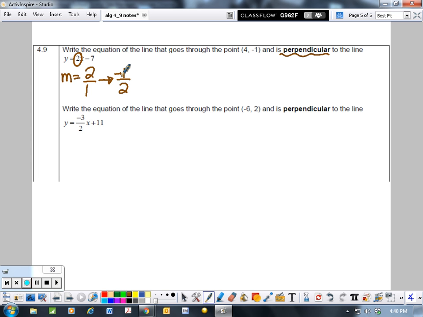So now I'm going to do y minus the y value of my point equals this new slope times x minus the x value of my point. I'm going to go ahead and take care of those double negatives, and I'm just going to leave it there because I've already showed you, we've done it enough. I don't need to show you again how to do that slope-intercept form. So there's our answer in point-slope form. Good to go.